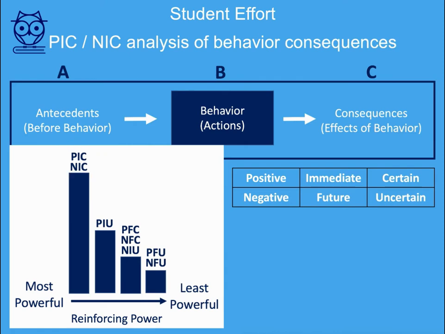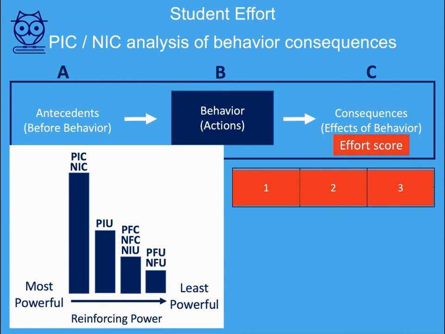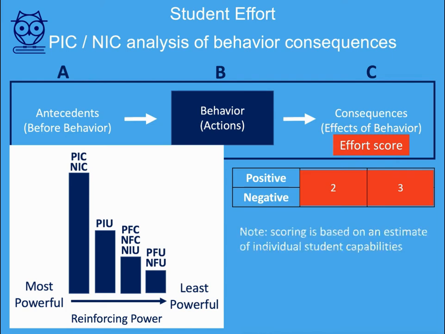In terms of maintaining or changing behavior, the authors write, "The closest thing we have to a behavioral law is that behavior is a function of its consequences." With this powerful statement in mind, let's analyze effort scoring as a consequence of school-based behavior. When a teacher scores student effort for various school-related behaviors, high scores would be considered positive, low or middle scores would be considered negative. Note, scoring is based on an estimate of individual student capabilities. In other words, the same effort may be scored high for one student and mid-level for another student.